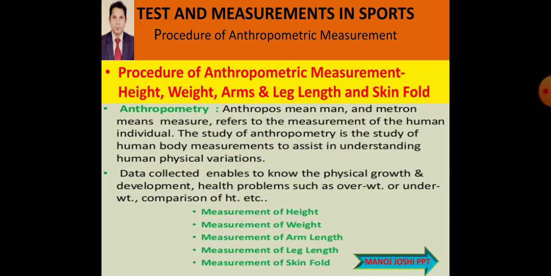As it is very common, we know the measurement of height is done to check the height of an individual. Measurement of weight is used to check the body weight by weighing machine. Measurement of arm length checks the length of the arm. Measurement of leg length checks the length of the leg. And measurement of skin fold checks the fat percentage of the body, how much fat one's body has.